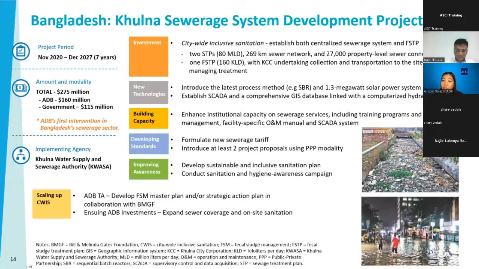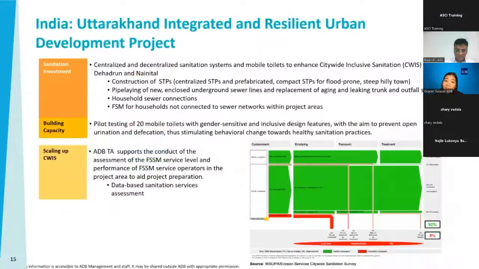Another project which has considered CWIS in its development is located in India, which is the Uttarakhand Integrated and Resilient Urban Development Project. This project supports the government in enhancing access to high-quality and resilient water supply and sanitation services. The project will apply a range of integrated, resilient, and innovative solutions. For the sanitation component, this project has considered both centralized and decentralized sanitation systems to ensure that all will have access to adequate and equitable sanitation services.